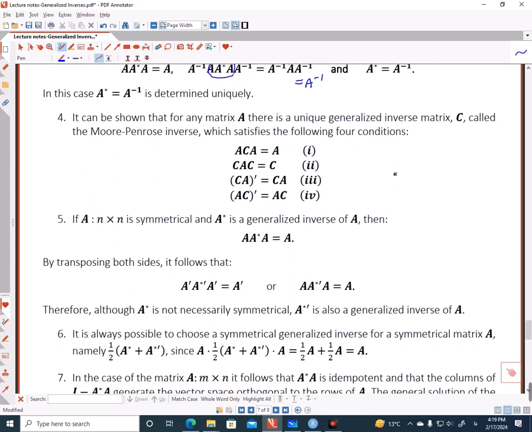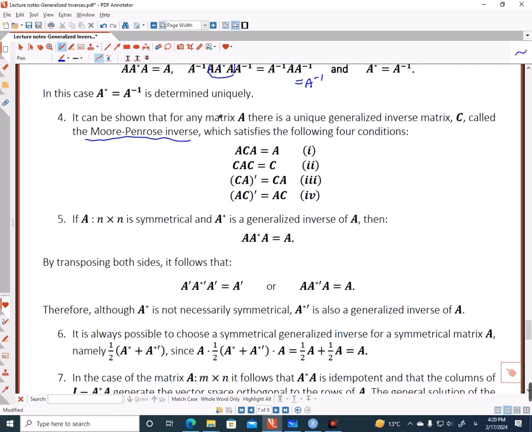Another thing which is very important is the uniqueness of the generalized inverse, or the theory behind uniqueness of a generalized inverse. In one case, which we call the Moore-Penrose inverse, defined by Penrose and Moore simultaneously, we can find a unique generalized inverse.